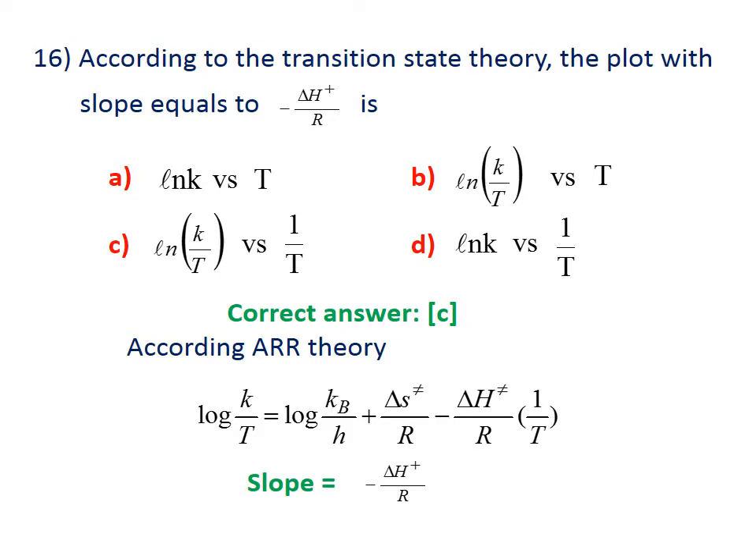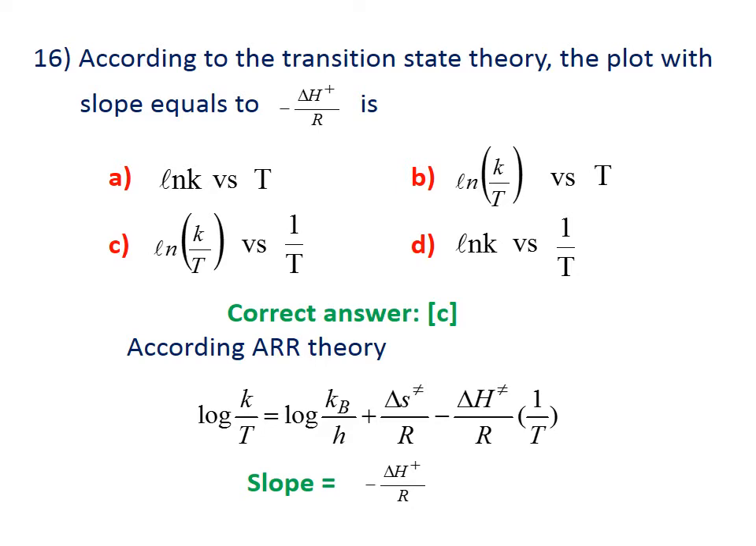Option D is correct. According to the transition state theory, the plot with the slope equal to minus delta H double dagger by R is, if the slope is minus delta H double dagger by R, what is the plot? Here the option is C, ln K by T versus 1 by T. It is obtained from the Eyring theory. According to Eyring theory, you know very well, the rate constant K will be equal to kT by h into e power of delta S double dagger by R into e power of minus delta H double dagger by R T.